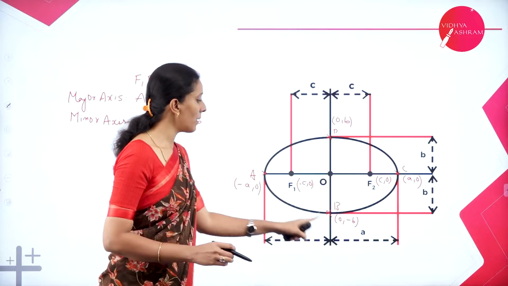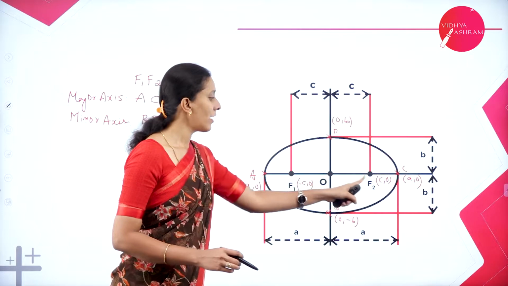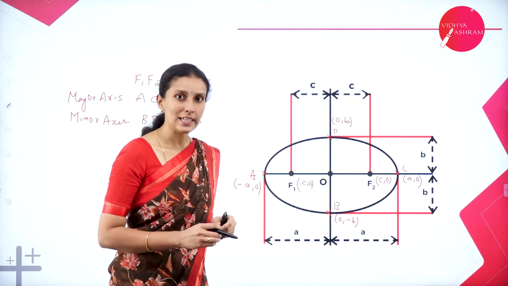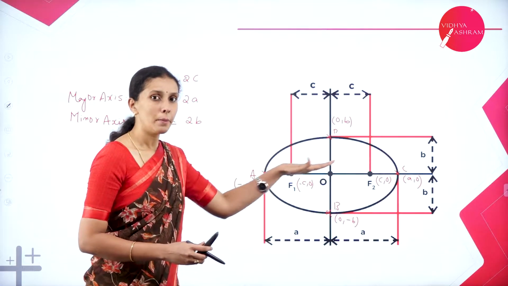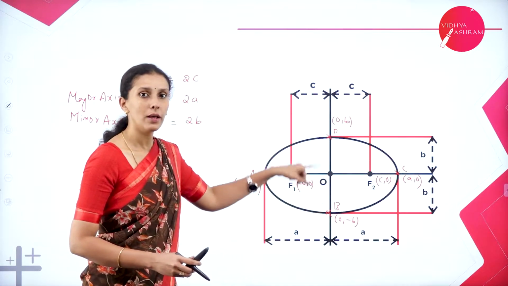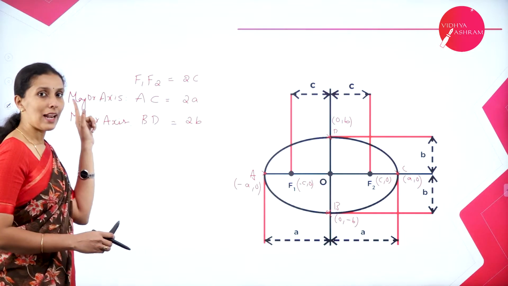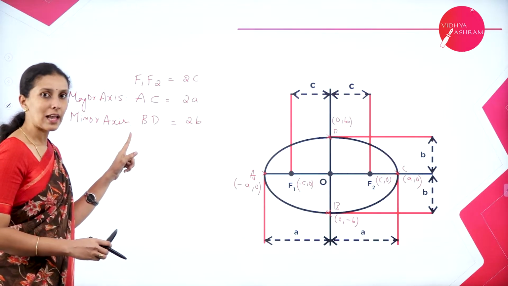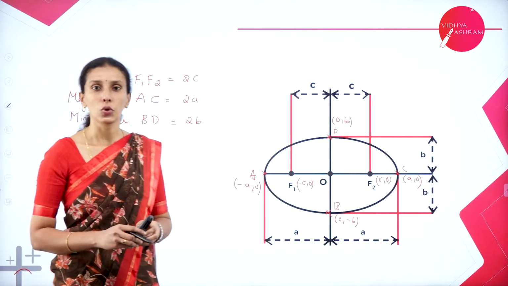Vertices are nothing but A, B, C, D are the vertices of the ellipse. F1, F2 are called the foci of an ellipse, and O is the center of the ellipse. The distance of the vertices on the major axis is A, and the distance of the vertices on the minor axis is B. Therefore, the length of the major axis can be represented as 2A, the length of the minor axis as 2B, and the distance between the foci as 2C.